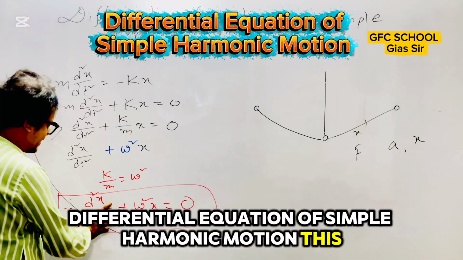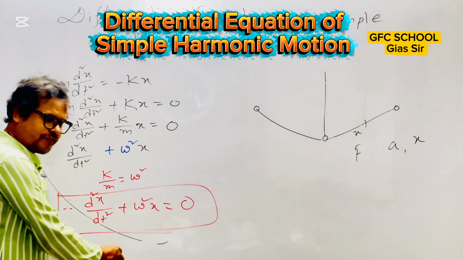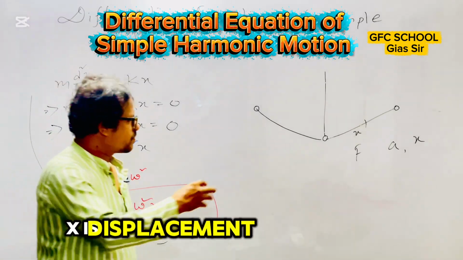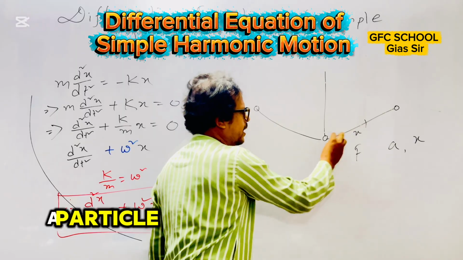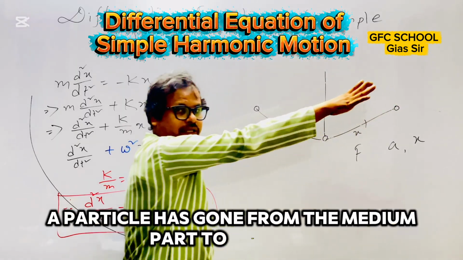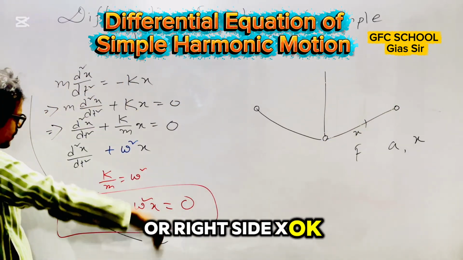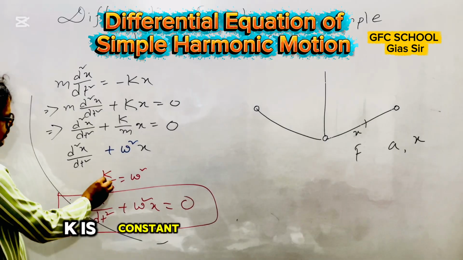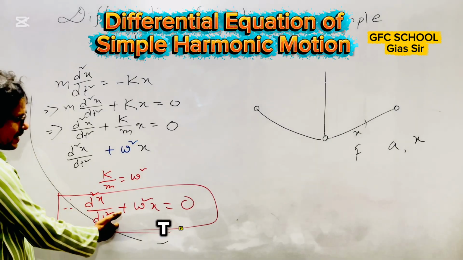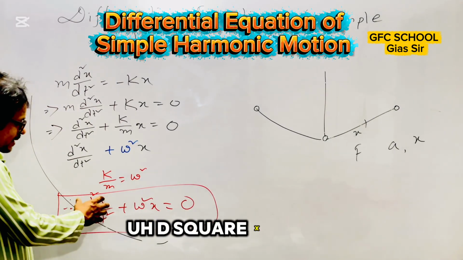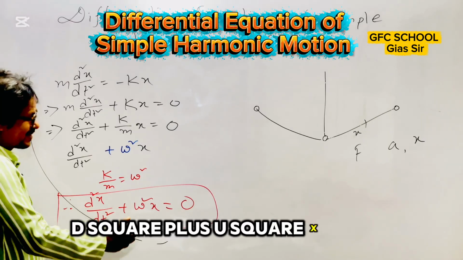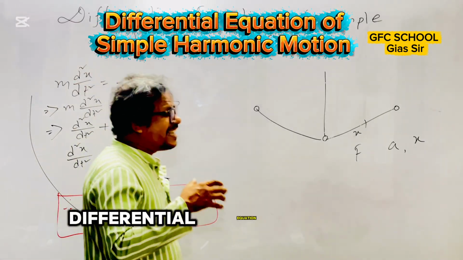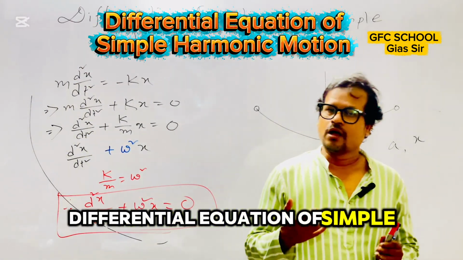Here, omega is angular velocity, x is the displacement of the particle. This particle has gone from the middle position to the left side or right side by x. Okay, and k is a constant, m is the mass, and t is the time. d squared x upon dt squared plus omega squared x equals 0 is the differential equation of simple harmonic motion.